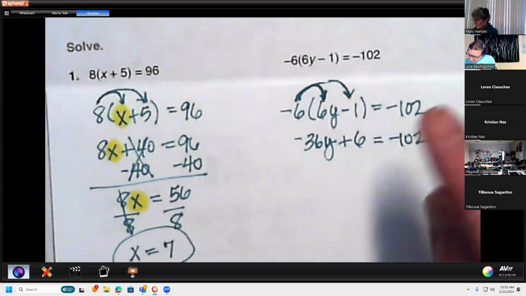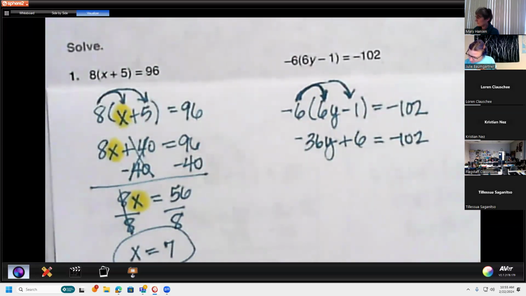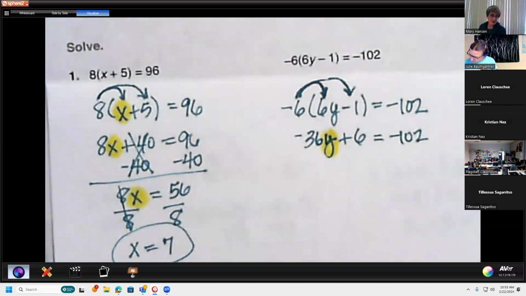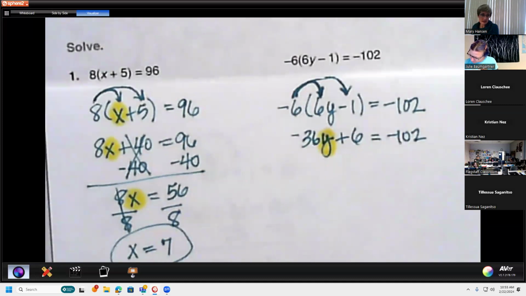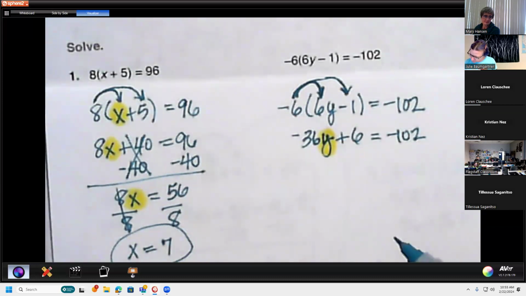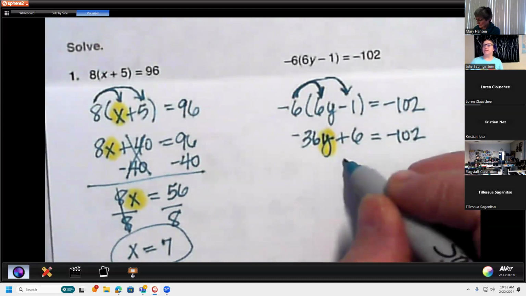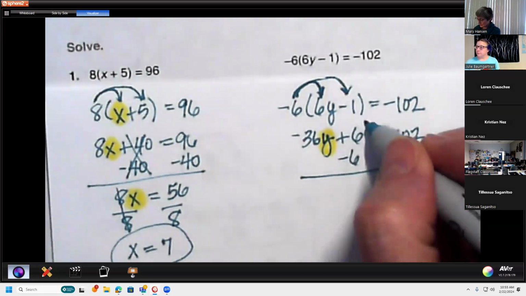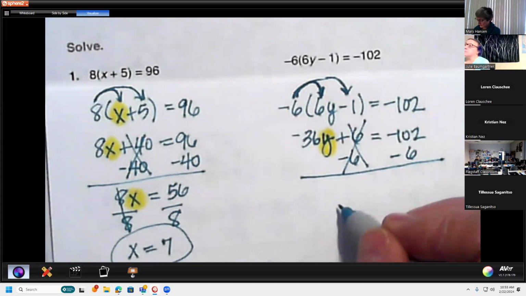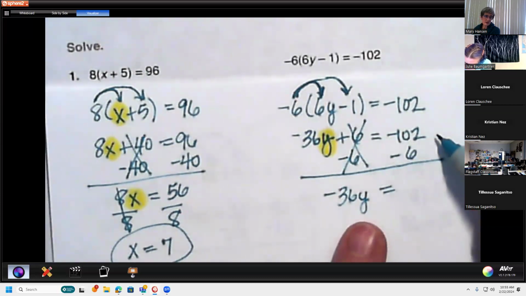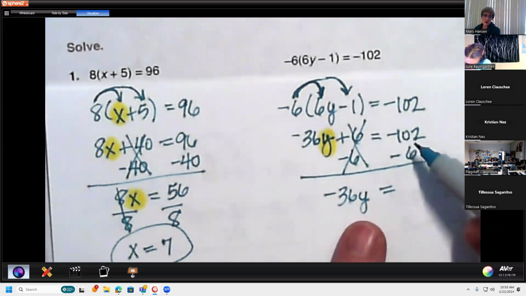Okay. Now I have my two-step equation. I have to get y by itself, so I've got to get rid of 6. I've got to get rid of -36 so that y is by itself. What am I going to do first? Subtract 6. Yep. So -36y comes down. And we have -102 minus 6, or -102 plus -6.